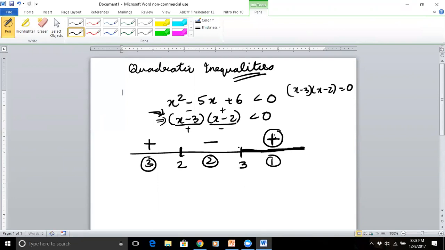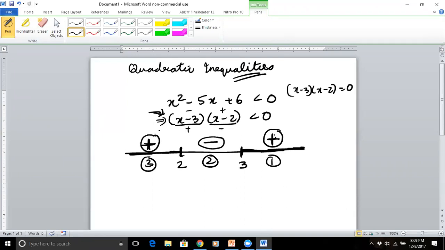If I take anything between 2 and 3, that is 2.5, 2.5 minus 3 is going to be negative, and 2.5 minus 2 is going to be positive. So negative into positive will always give me negative. So this region is going to be negative. And if I take any value to the left of 2, say 1, and I plug it into this equation, 1 minus 3 is negative, and 1 minus 2 is also negative. Negative into negative gives me positive. So this region will always be positive.